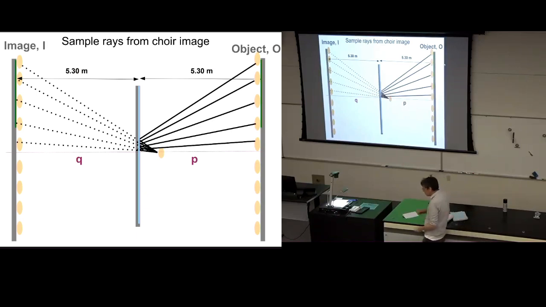You'll notice on this picture, as we walk from the center of the choir to the edge of the choir, the rays that come from the center and form the image of the center reflect off the mirror very close to the center, whereas the rays that come from the edge over here reflect off the mirror much farther from the center. So the locations of the reflections are quite different for the different choir boys or choir girls over here.